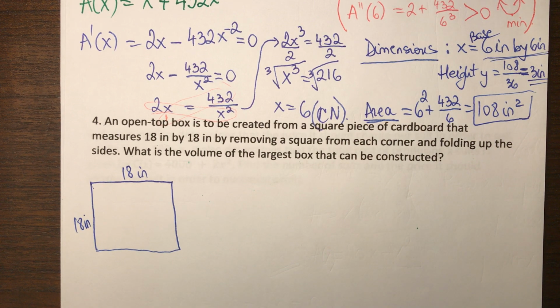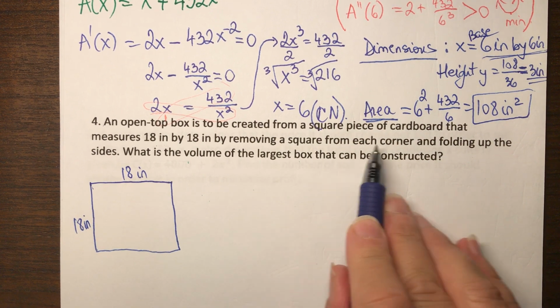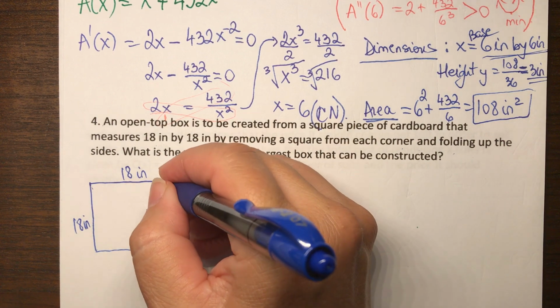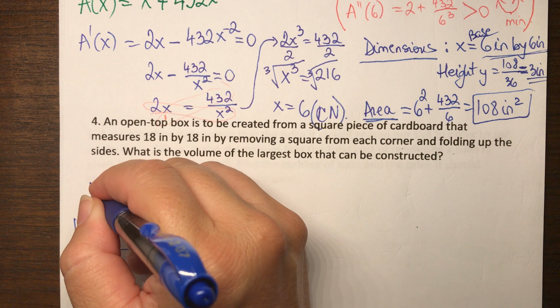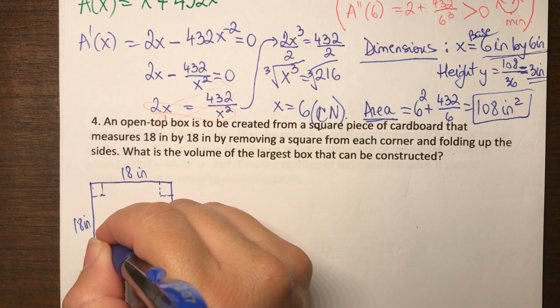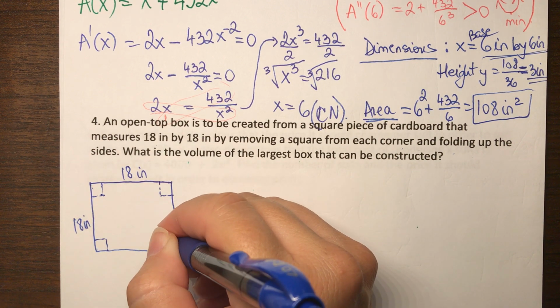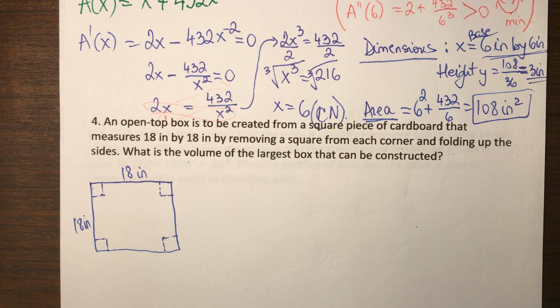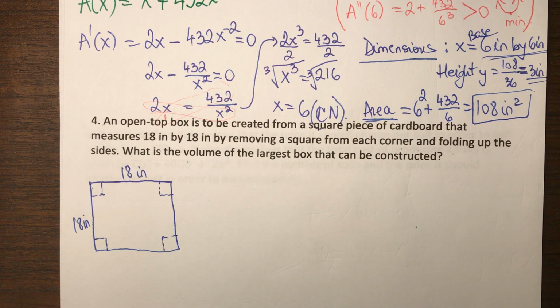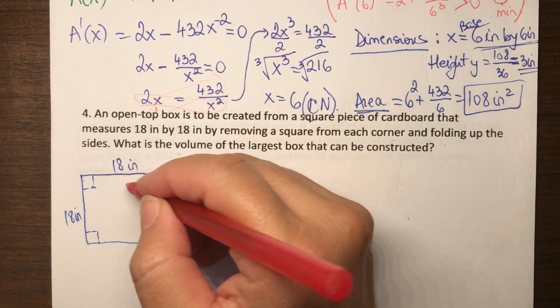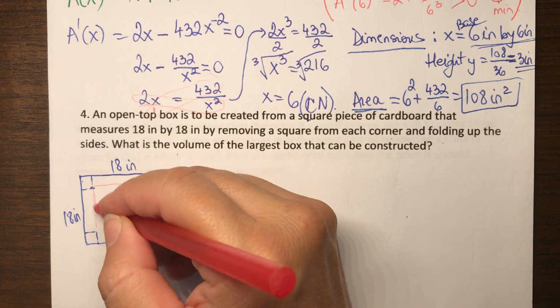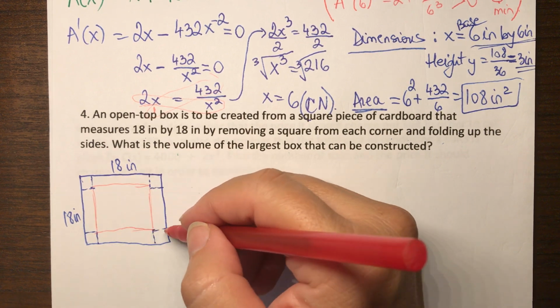It says, by removing a square from each corner. So in each corner, you cut out a square, and the same square in this corner, and the same square in this corner, and the same square in this corner. So when you cut out these little squares, what's going to happen is you can then fold up the sides. And these are your new sides.